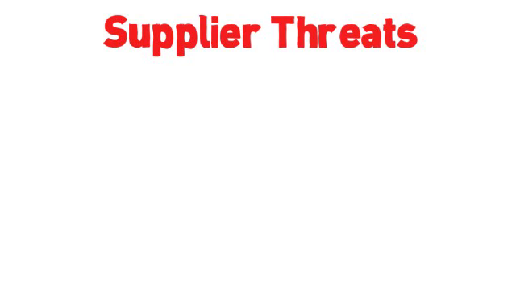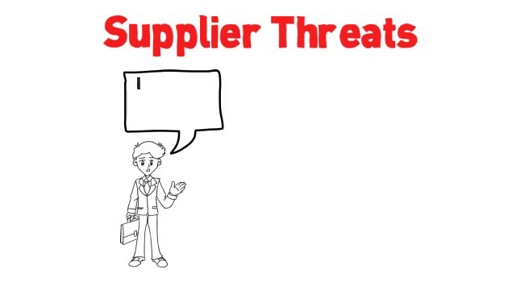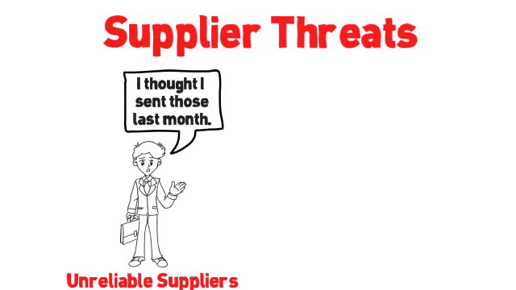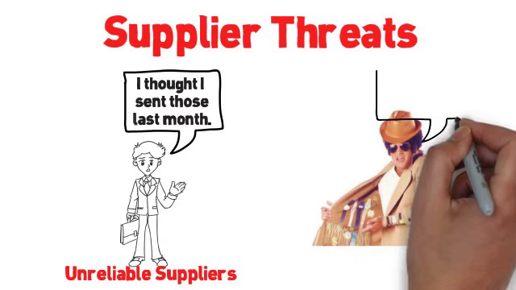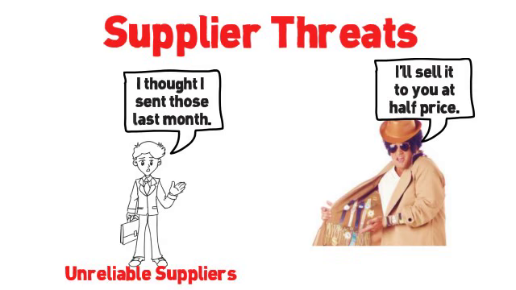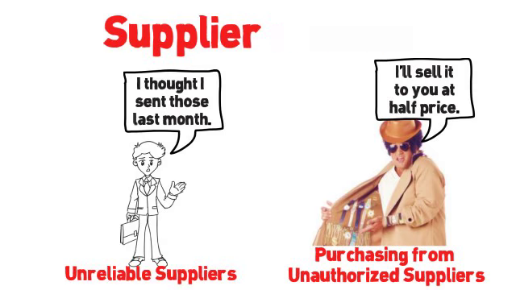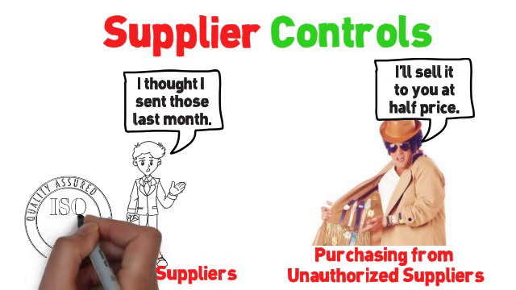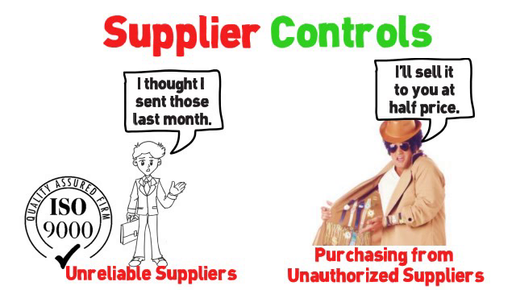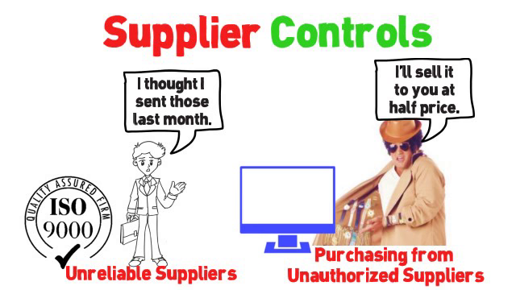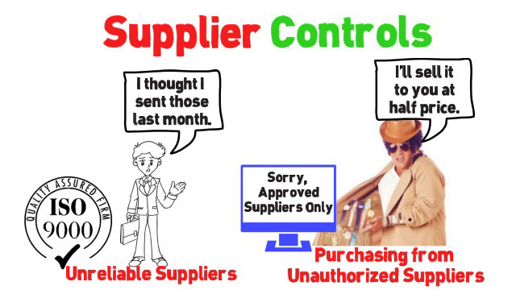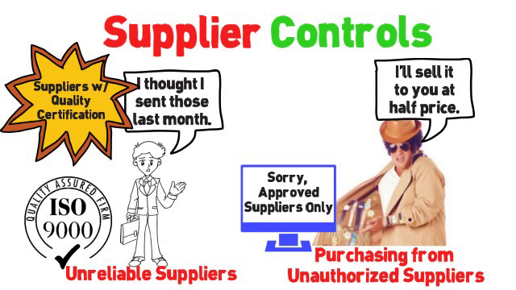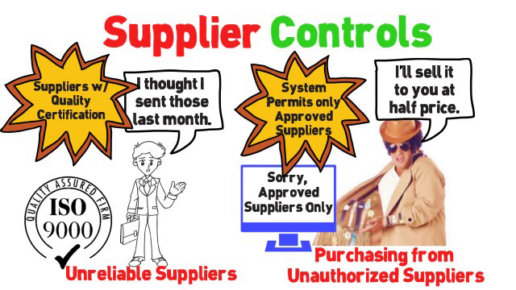Now for supplier threats. The two threats here are having unreliable suppliers and purchasing from unauthorized suppliers. To address the threat of having unreliable suppliers, we can require that suppliers have the proper certification, such as being ISO 9000 certified. To address unauthorized suppliers, you can configure your system to allow only orders from approved suppliers. So you can require suppliers to have quality certifications and configure your system to only permit approved suppliers.